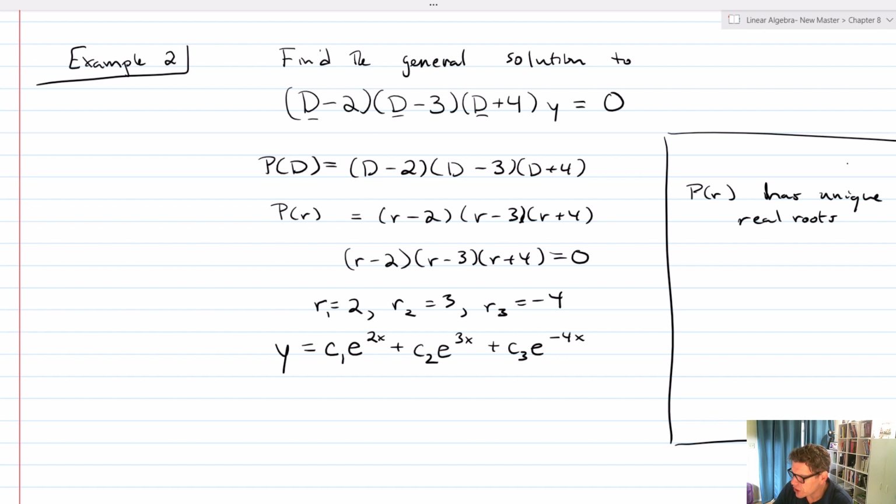We're going to have two other situations. The second situation is when we have repeated roots, and we're going to see what happens then. And the third situation is when we have complex roots, and we're going to have to deal with those as well. So repeated roots, complex roots, and unique real roots are the three situations that we have. We've just seen unique real roots. Let's take a look at repeated roots.